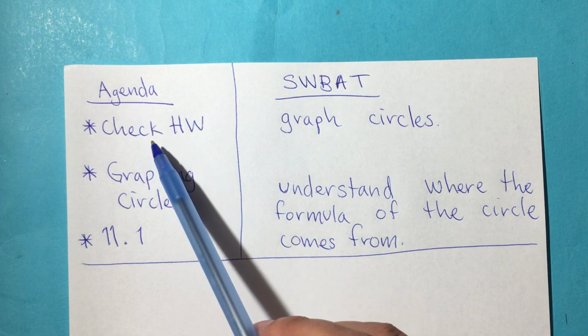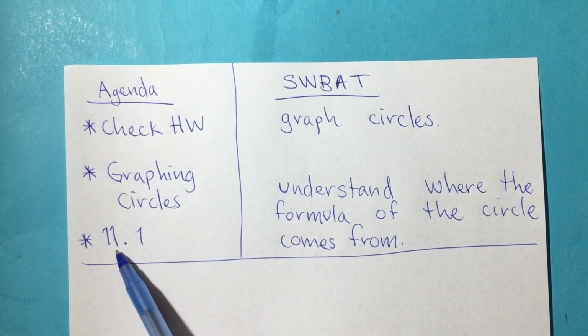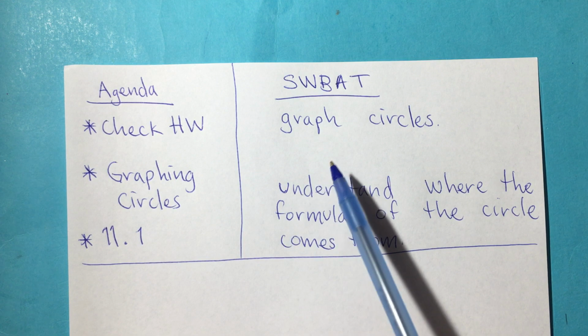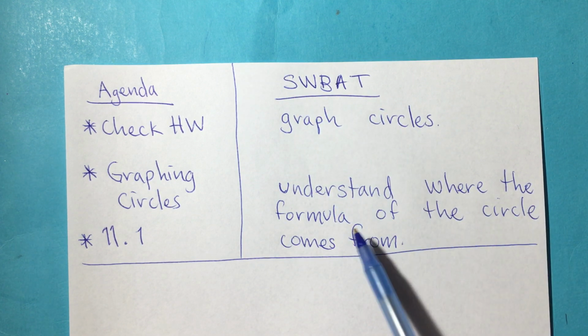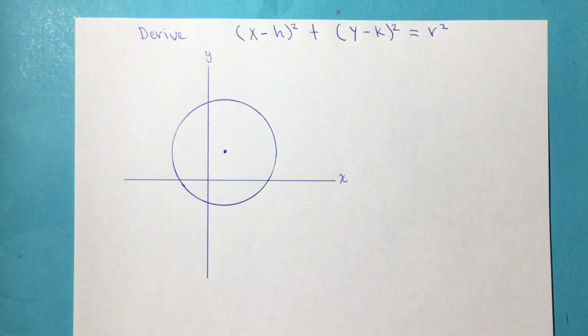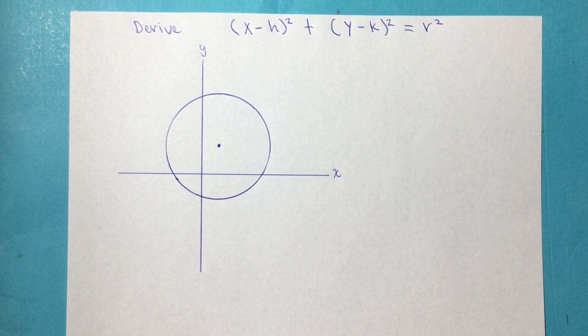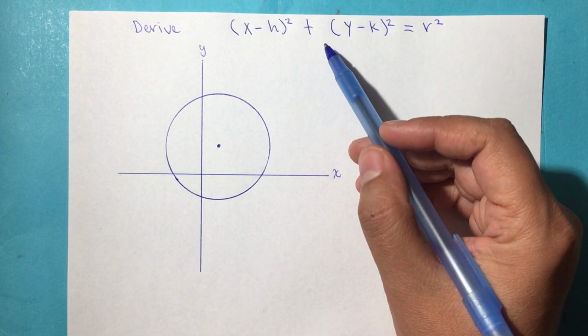Hello students, today's agenda is to check homework. We'll be graphing circles and you will be able to work on 11.1. Today students will be able to graph circles and understand where the formula of the circle comes from. So let's begin by deriving the formula of the circle, understanding where it comes from.